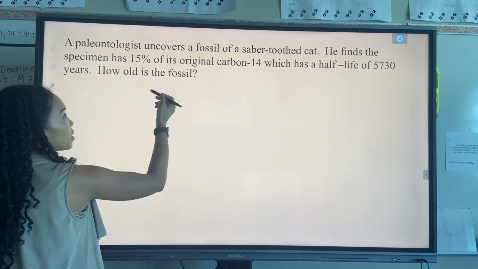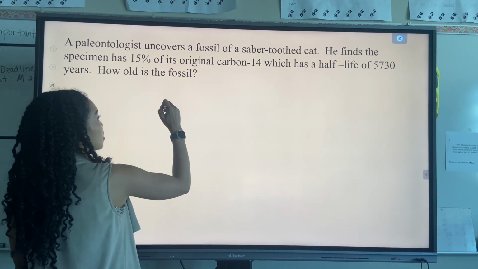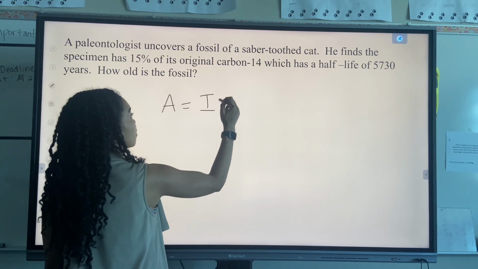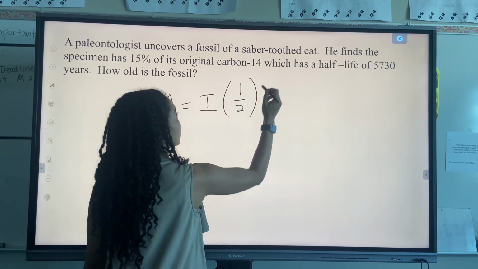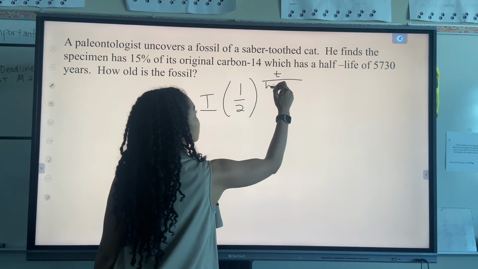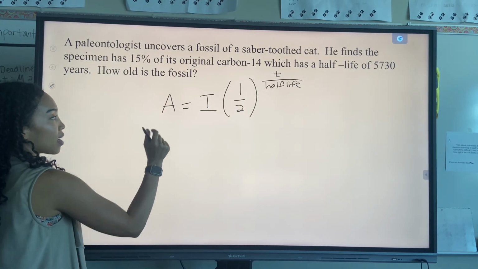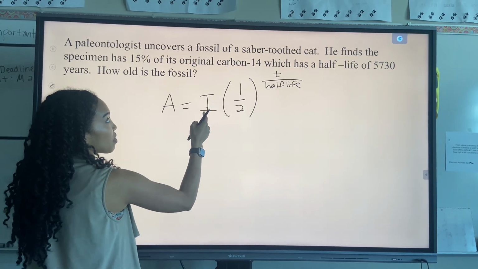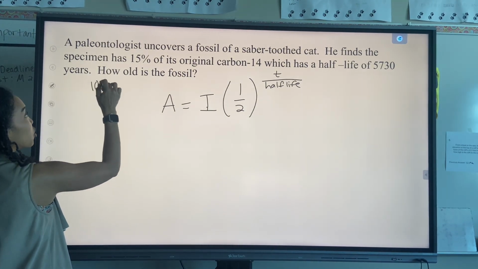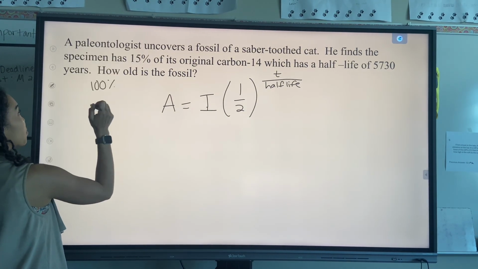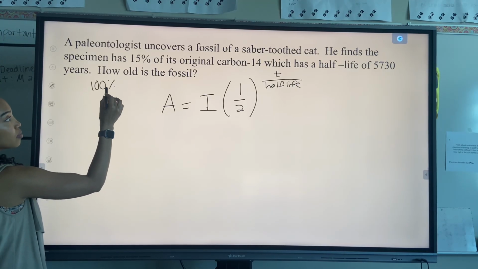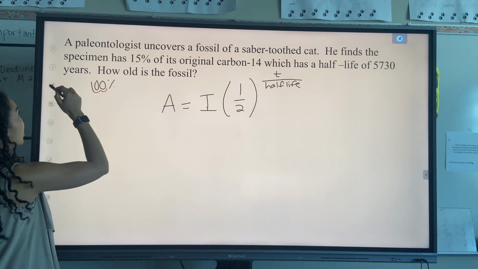So the formula that's written on your paper is the half-life formula. All right, so this is what you guys have. I stands for the initial value. So your initial value is 100%. How do you write 100% as a decimal? Just 1. Okay.